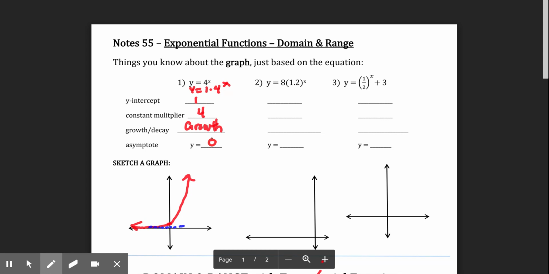All right, problem 2. Your y-intercept will be 8. Your constant multiplier is 1.2. So therefore, this is also a growth. If the y-intercept is 8, so 1, 2, 3, 4, 5, 6, 7, 8, we know it's going to go through there, and it's going to look kind of like that. You can put it in the calculator if you want, just to look at it. But that's what it's going to look like.